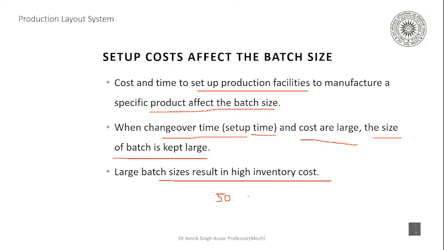So we see that it is economical to make a batch of 80 items, but these 30 items you have to keep under inventory. So if you do not get the order for these 30 items, then the cost of keeping these items, that is inventory cost, will be higher. So these are some features of the batch size.